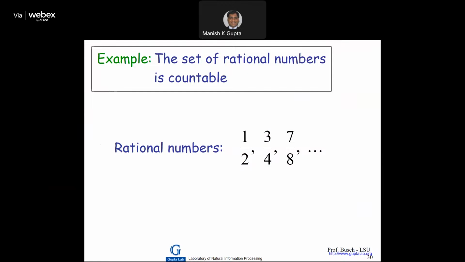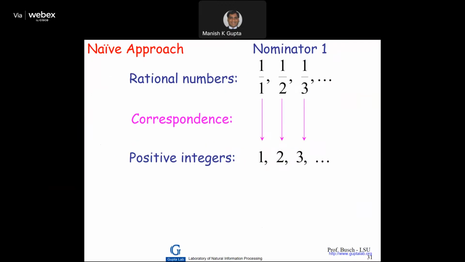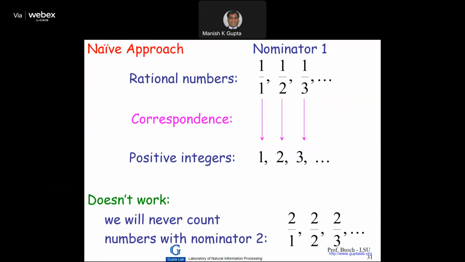So the set of rational numbers is countable, but how? If our approach is 1 by 1, 1 by 2, 1 by 3, and so on, and you associate with 1, 2, 3, there will be a problem. You will not be able to encounter every number in this way, right? It will never count 2 by 1, 2 by 2, 2 by 3, right?